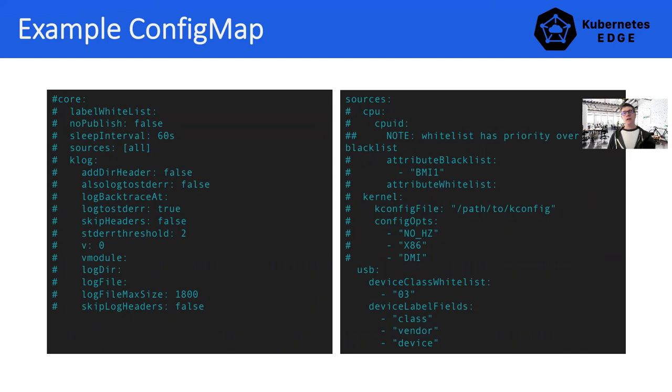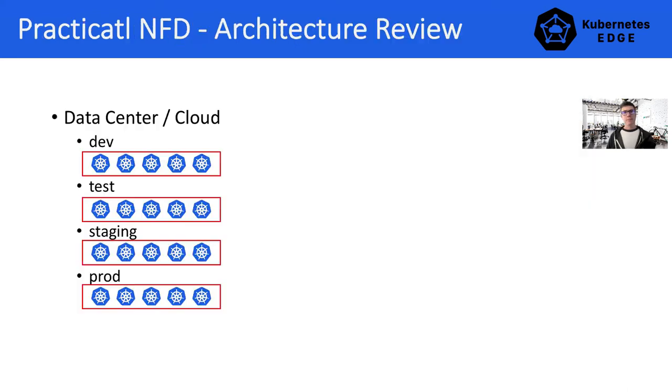So how can NFD be managed across hundreds or thousands of clusters? To answer that question, let's look at some architectures as we consider the problem. This is a typical data center and cloud deployment of Kubernetes. It's pretty much app lifecycle focused, with one Kubernetes cluster per development environment. Red lines in this image represent the cluster boundaries.